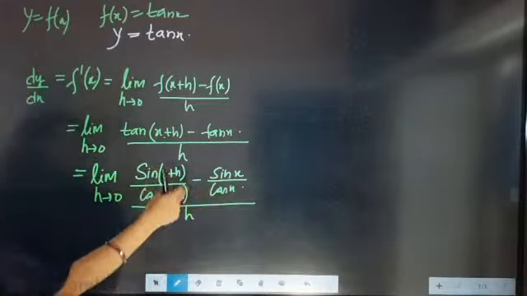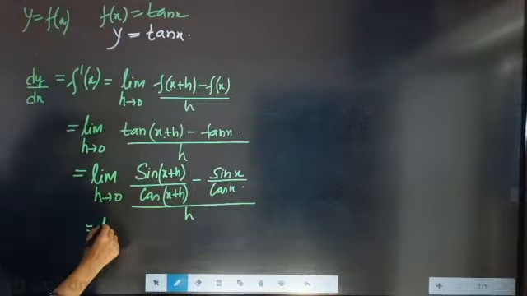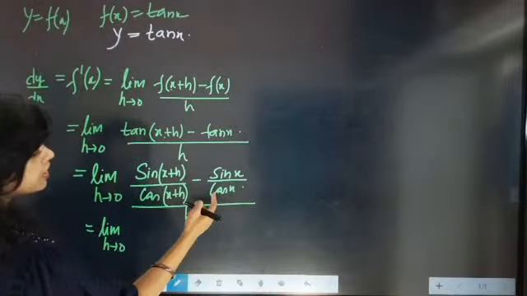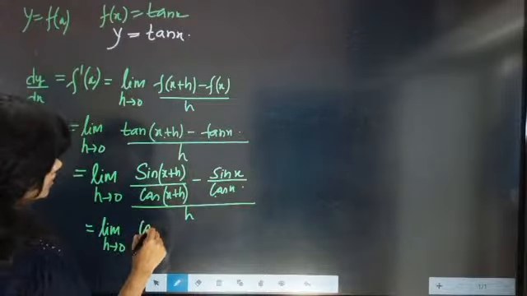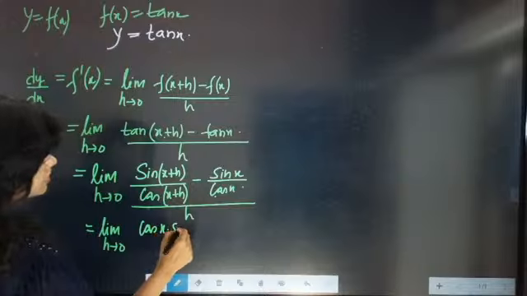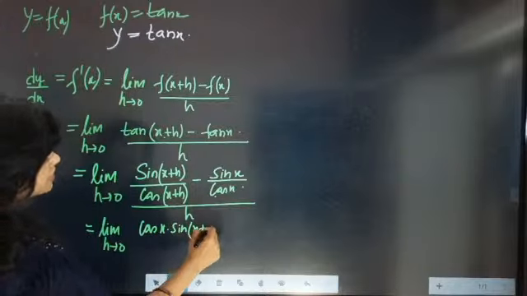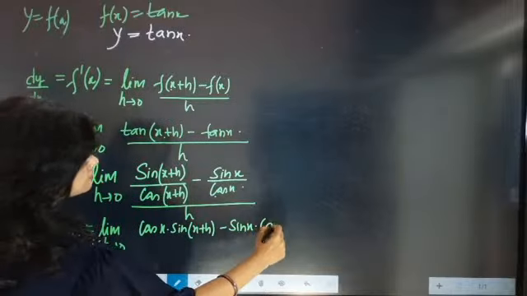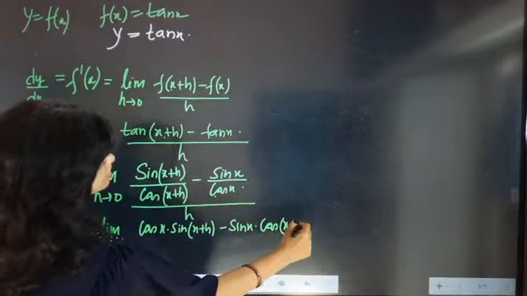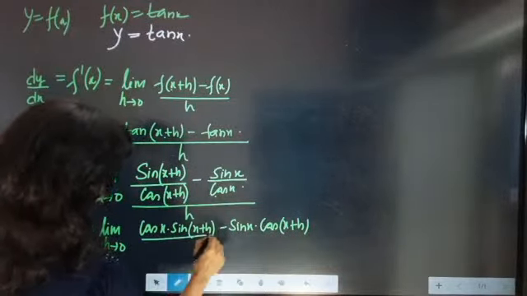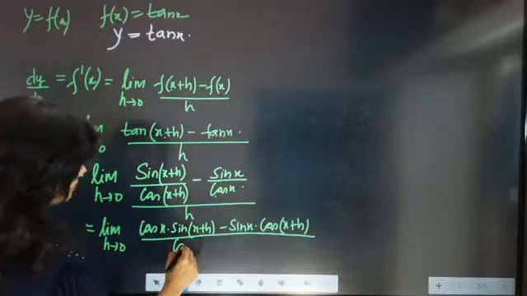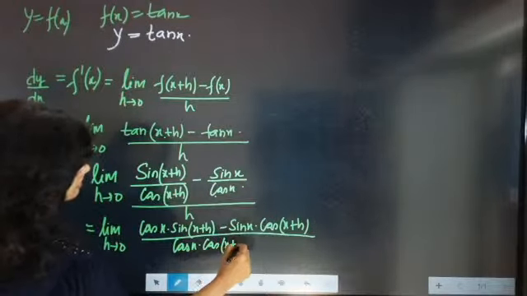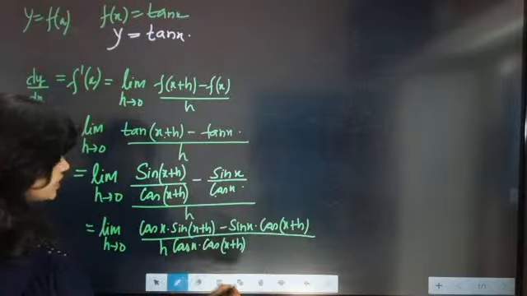Now we can do cross multiplication. Limit h tends to 0, by first principle I am solving. So this will multiply with this. It will become cos x into sine of x plus h, minus sine x into cos of x plus h, by h into cos x into cos of x plus h.